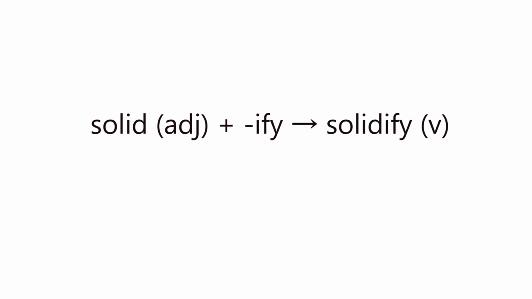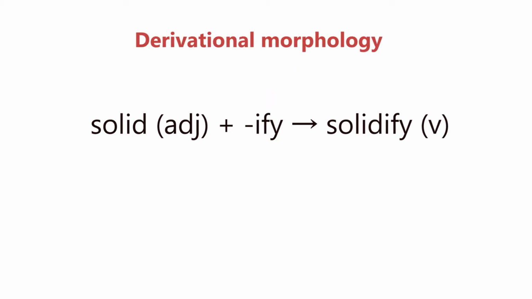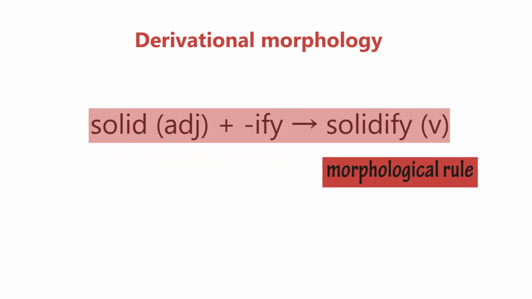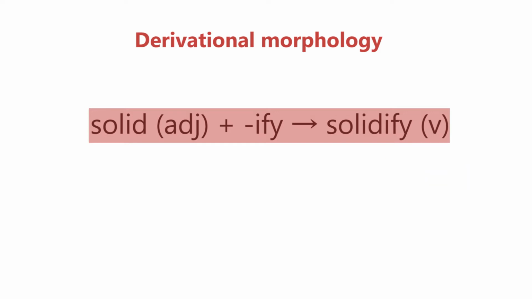For example, the word solid as an adjective. I can add -ify and create the word solidify, which is a verb, right? -ify is a derivational morpheme. This process is derivational morphology. This is a morphological rule that explains how the word solidify is created. Every derivational morpheme has its own morphological rule that tells you how it's added.